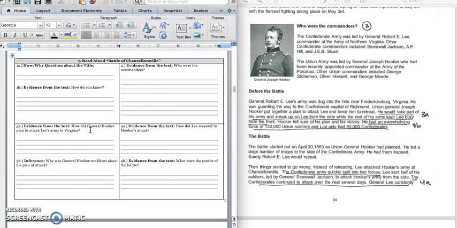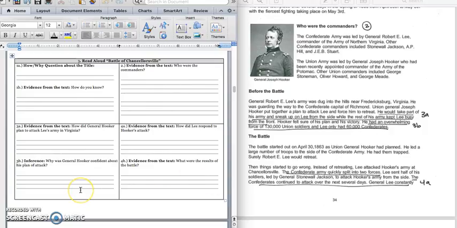It says, why was General Hooker confident about his plan of attack? And if we keep reading, it says he felt sure of his plan and victory, but that doesn't tell me why. I need to keep reading. It says he had an overwhelming force of 130,000 Union soldiers, and Lee only had 60,000 Confederates. So he was confident because he had over twice as many men as Lee.